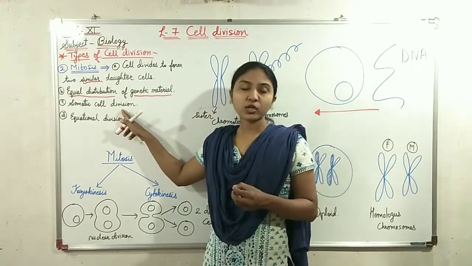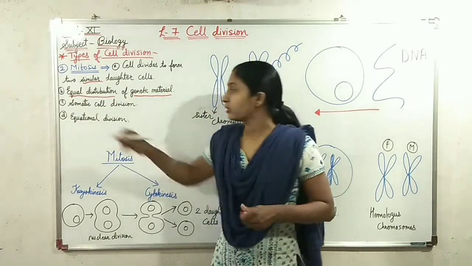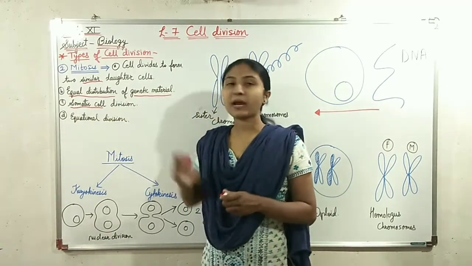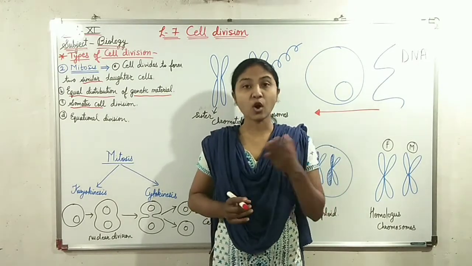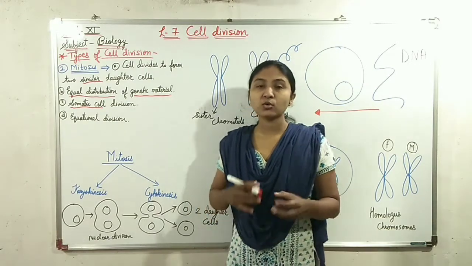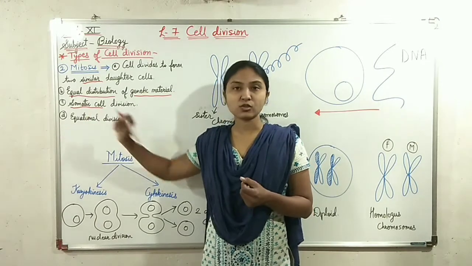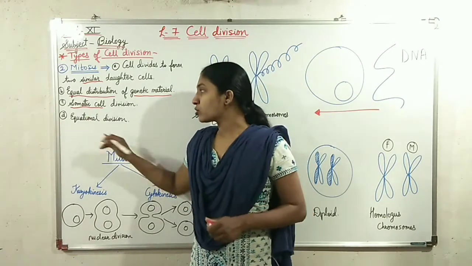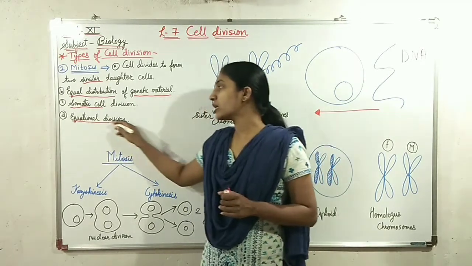Now this mitotic division can be seen in the somatic cells. Somatic cells are the cells of our body, all the cells of our body except the reproductive cells. So the mitotic division can be observed in the somatic cells of our body. Also, this mitotic division is called equational division.